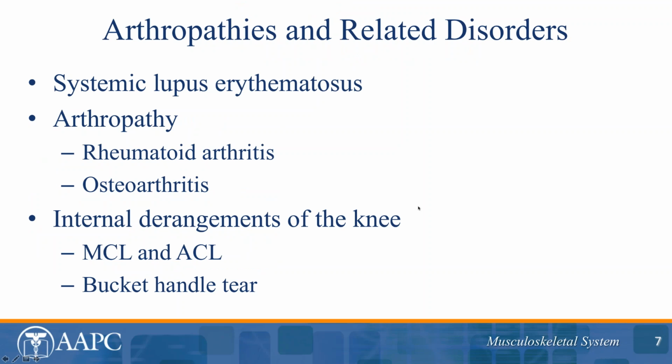These are just some of the diseases that affect the musculoskeletal system. Rheumatoid arthritis and osteoarthritis are the two common ones. Remember also, you have to pay attention to your ICD-10 coding guidelines in reference to the musculoskeletal system.